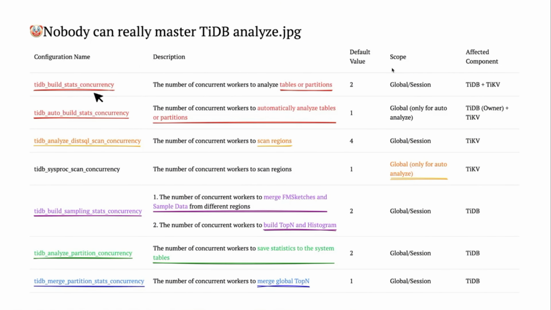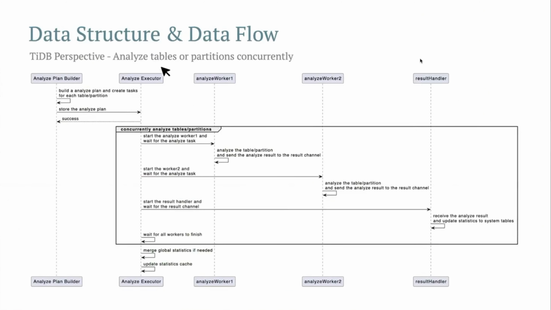I'll explain each configuration and show the process in detail. This is a data flow for analyzing tables or partitions concurrently in TiDB. It's easy to understand. When we analyze tables or partitions concurrently, we can't just analyze them one by one. For example, if there is a partition table, you can't analyze all of the partitions of this table one by one. That's going to take a really long time. So for partition tables, we want to analyze them concurrently and reduce the overall time.